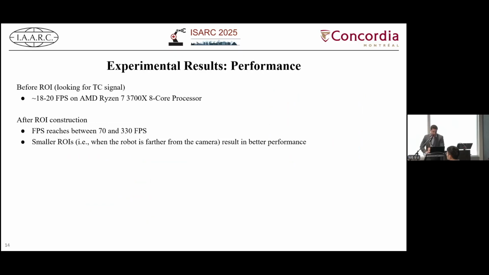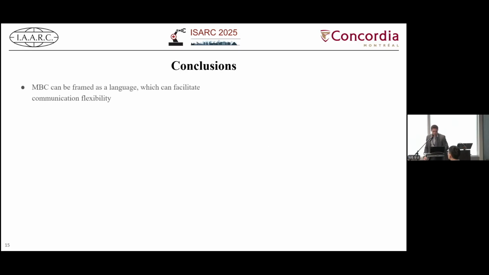And the frame rate is pretty stable on a relatively strong processor. The ROI does help a lot with that as well. When the robot is farther away from the camera, you can have better performance because the ROI will be smaller. So that definitely helps a lot as well.